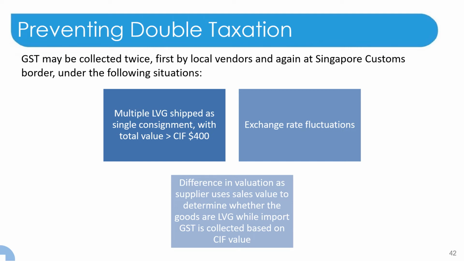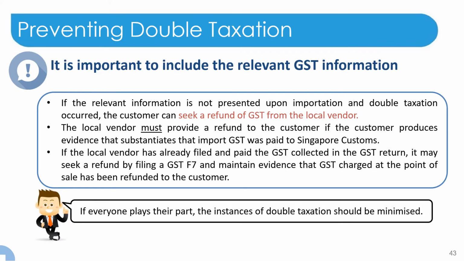Thus, there could be instances where the local vendor charges GST on the supply of LPG as the sales value of the goods is below $400, and during importation, the CIF value of the goods exceeds $400, which will result in GST being collected again at the customs border. Hence, it is important to include the relevant GST information.